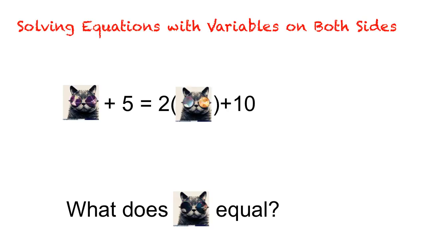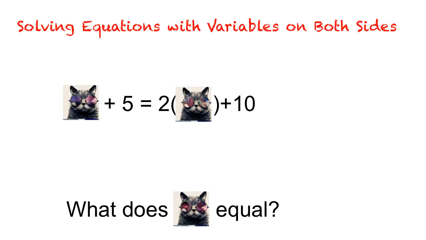No, I don't know. Anyway, welcome to solving equations with variables on both sides. So this one is the crown jewel of solving equations. You can see down here I made this equation. We've got cat with glasses plus 5 equals 2 times cat with glasses plus 10. What does the cat with glasses equal? I don't know, but we'll find out.